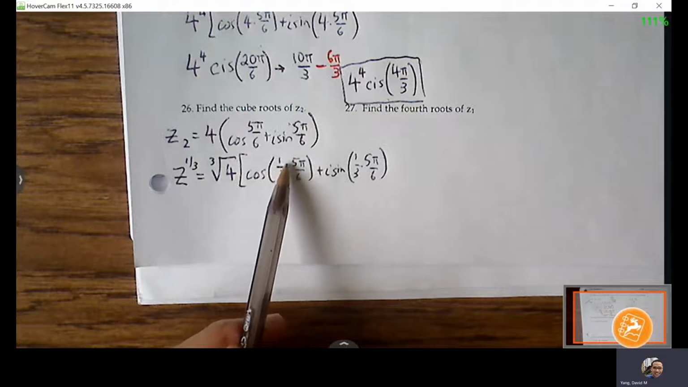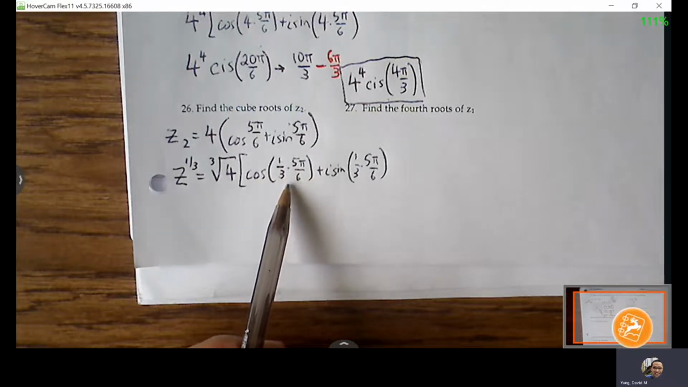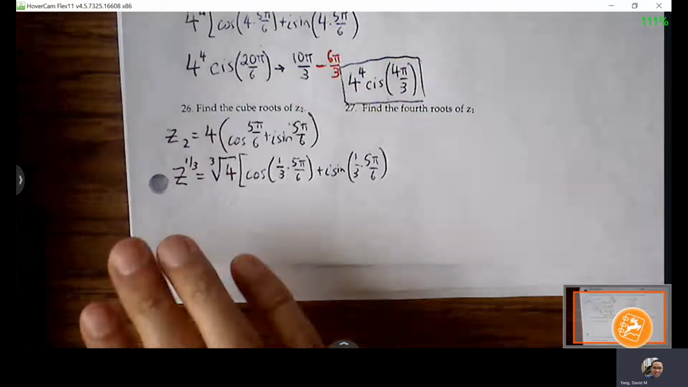Okay, do a little bit of cleanup. This becomes 5 pi over 18. So that's the first solution, right? This is the first solution.